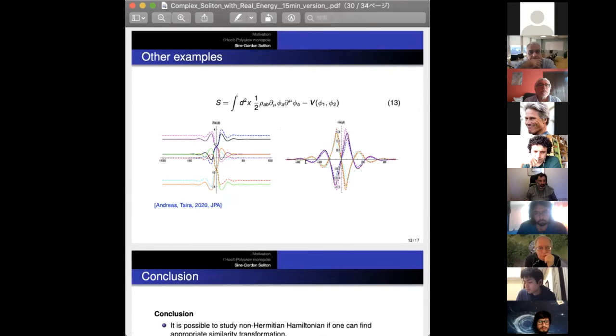I just wanted to compensate for the lack of pictures in my talk with some pictures. This is a different model, actually. This isn't a sine-Gordon. This is a kink solution, but maybe I don't have time to explain, so I'll just skip.